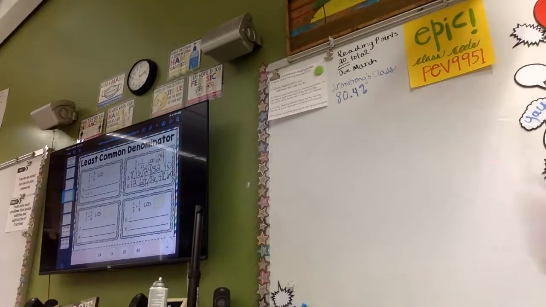Now, those two denominators, did they multiply those together? Definitely not, because 12 times 8 is not 24. Okay?